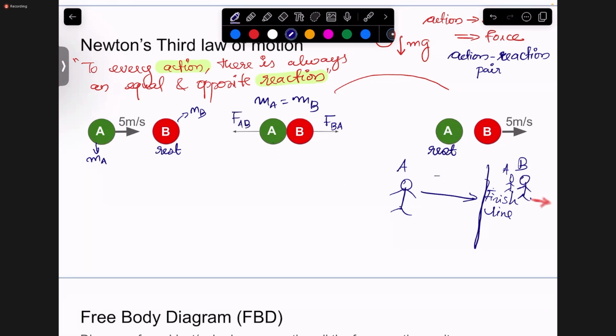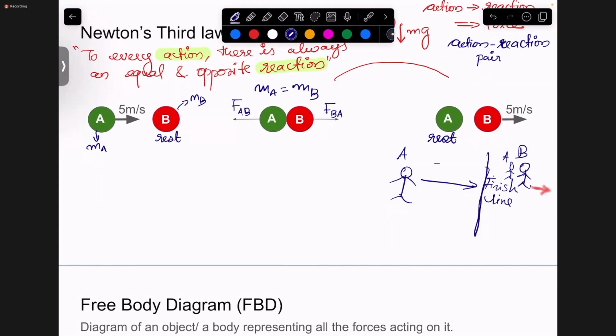So this FAB is a force that is acting on A due to B. According to Newton's third law, FAB is equal to FBA. You can see the direction of FBA is from left to right, and the direction of FAB is from right to left. So FAB and FBA are opposite in direction, and magnitude wise they are the same.